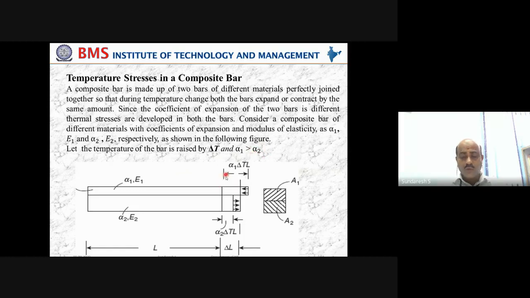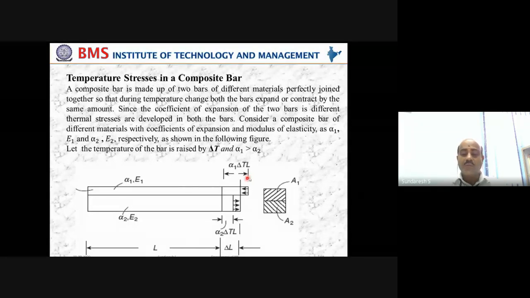So now what you are seeing here is alpha 1 into delta T into L. This is the amount of free expansion that the material will undergo if the two bars are separated. Let us assume that two bars are separated. So what is the amount of free expansion that the material will undergo? It is alpha 1 into delta T into L. This is the amount of free expansion that the material will undergo due to a change in temperature, right?